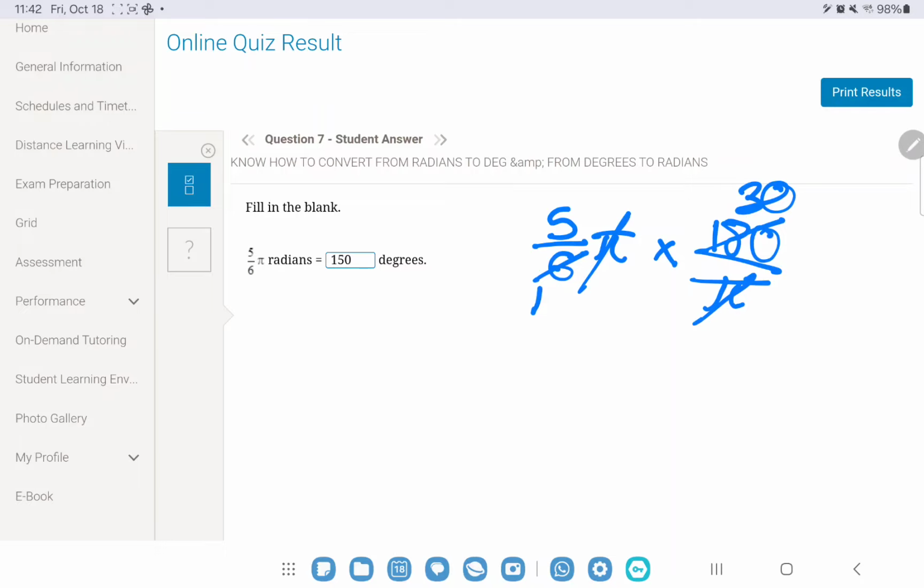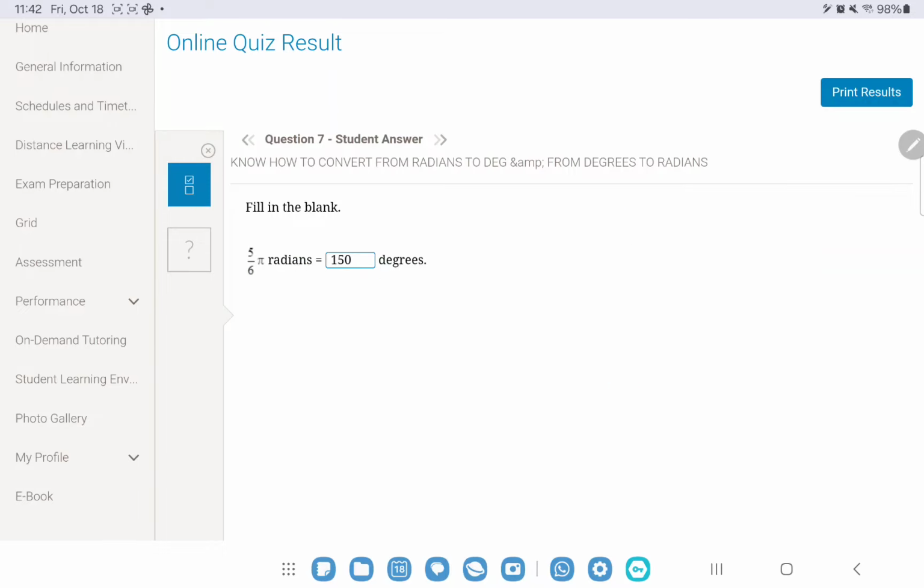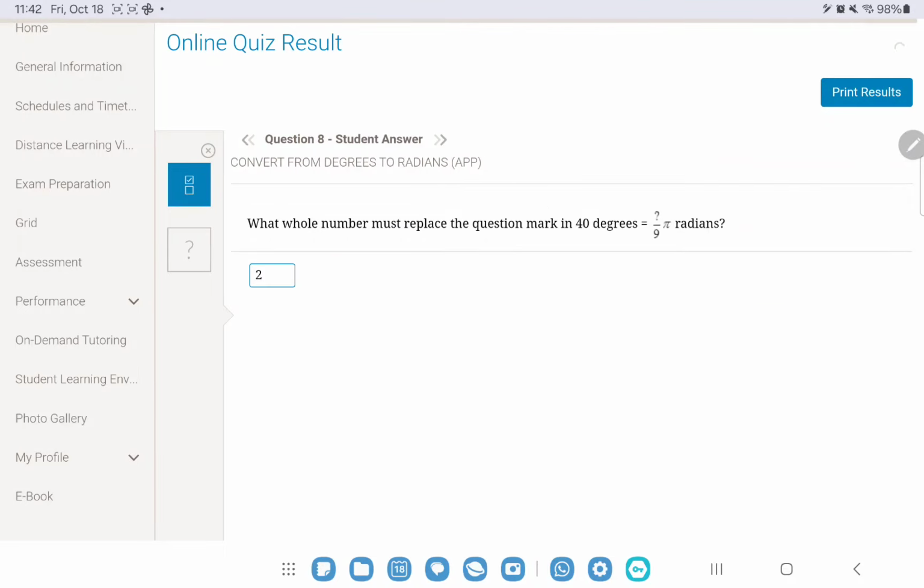So 5 times 30 is 150. And that's it. This is how you get your answer. These types of questions are really easy, and it would feel really bad to get them wrong in an exam, especially when you're not really doing anything. So far, we didn't even touch our calculators.